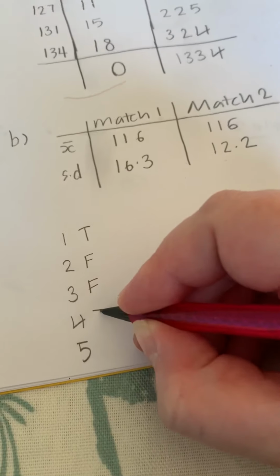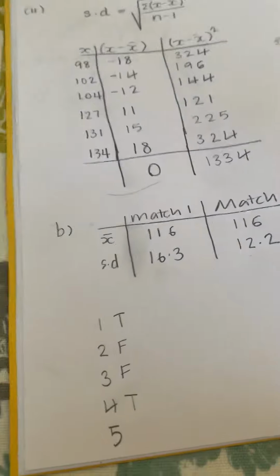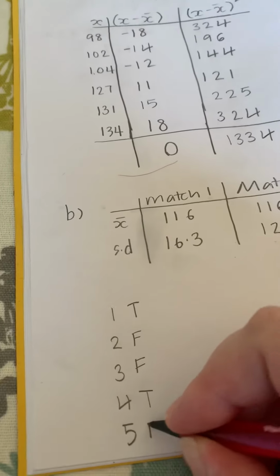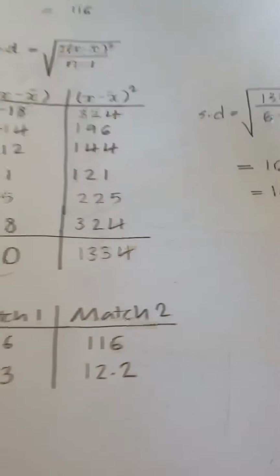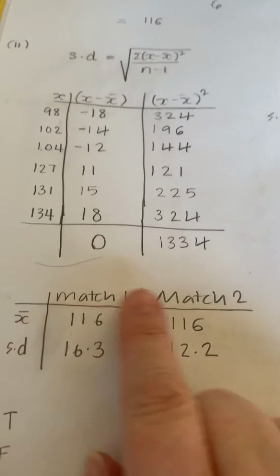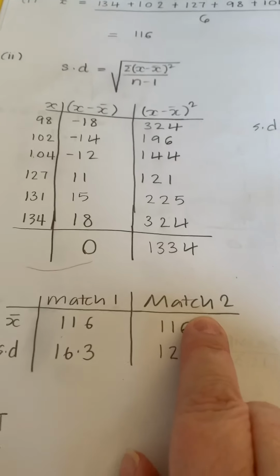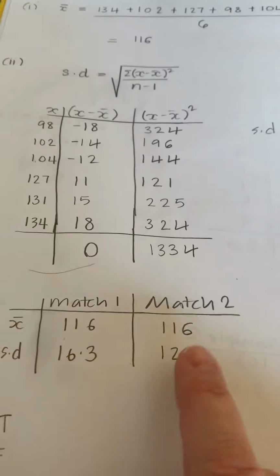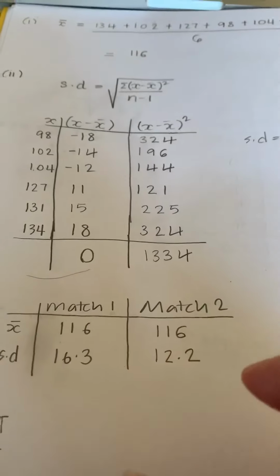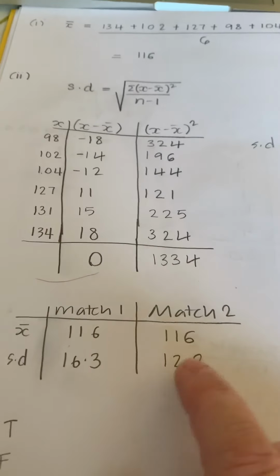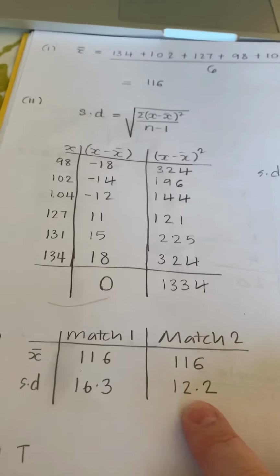So that bit's true, and therefore it can't be true that the second match the scores are more spread out because they've got a smaller standard deviation, so they're actually closer together. So even though the team on average performed the same in both matches, they performed more consistently. Their scores were closer to the mean, and they did a bit better therefore in terms of consistency there. Okay.